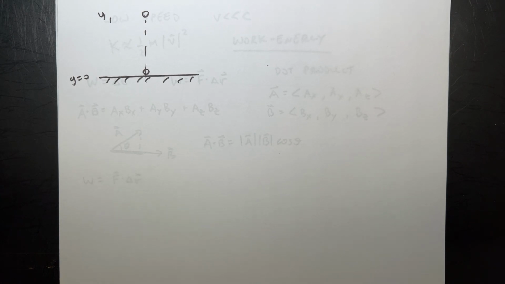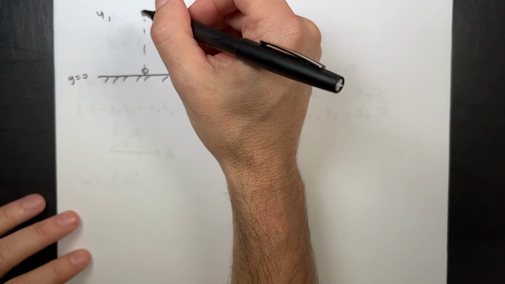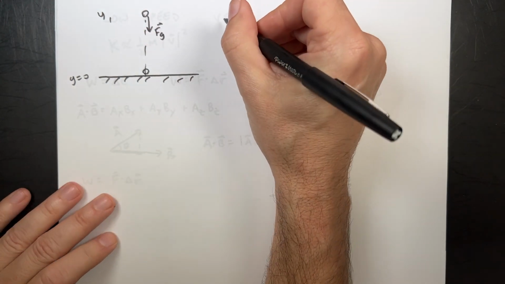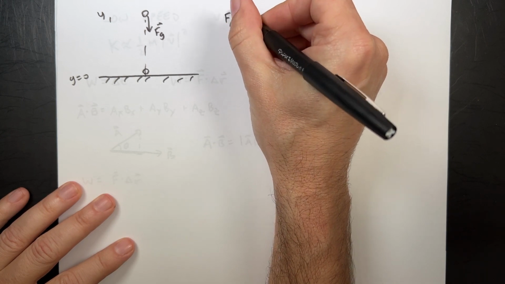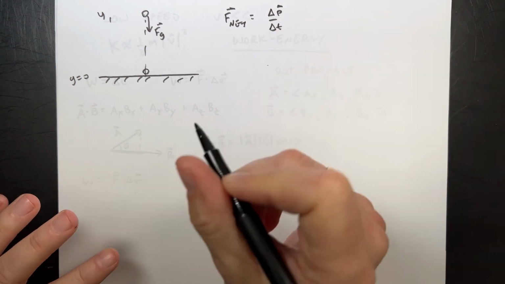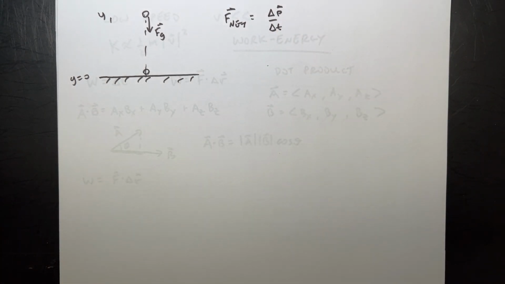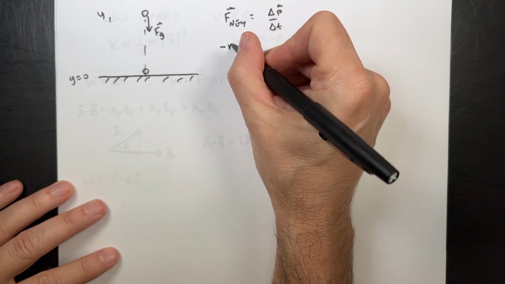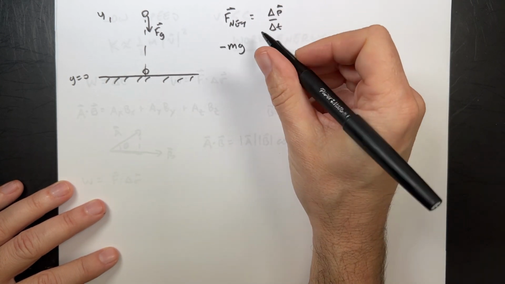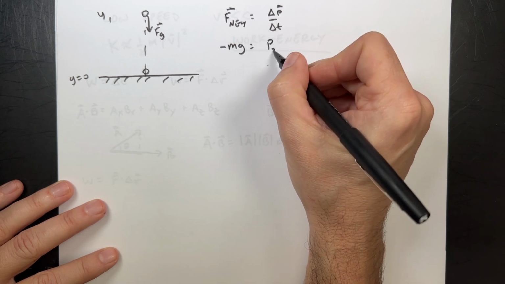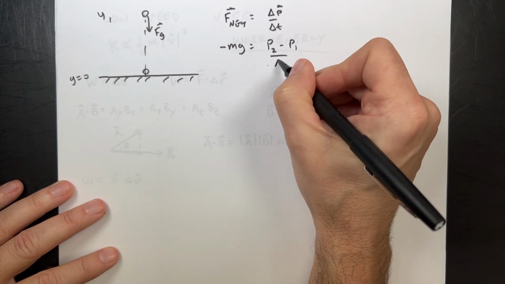Let's use the momentum principle to find out how fast it's going. So if I know that I have the gravitational force acting on this, I can write F net equals delta P over delta T. And in this case, I only have to deal with the y direction. So I could write this net force in the y direction as negative mg. And that's going to be equal to P2 minus P1 over delta T.